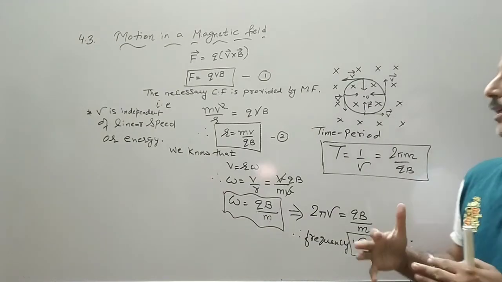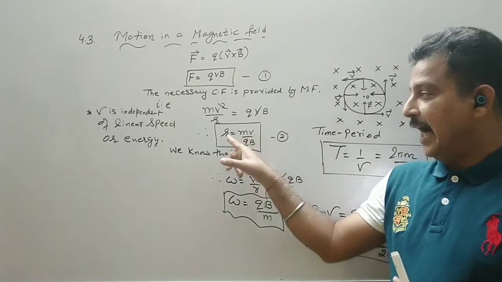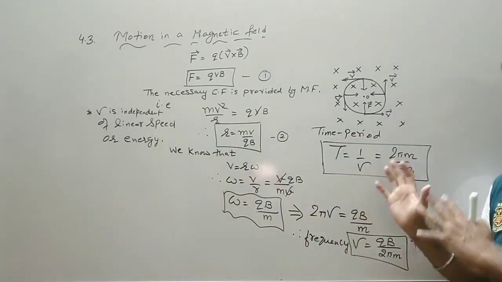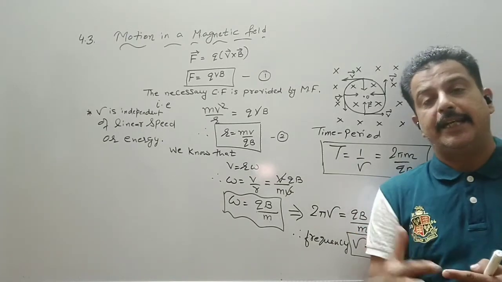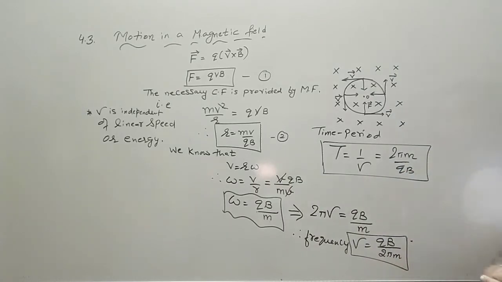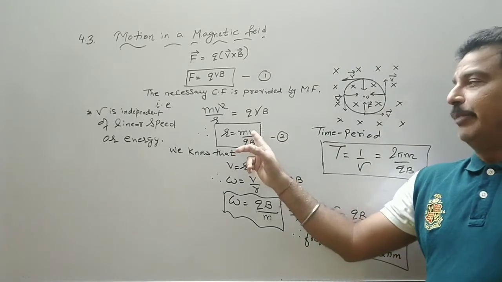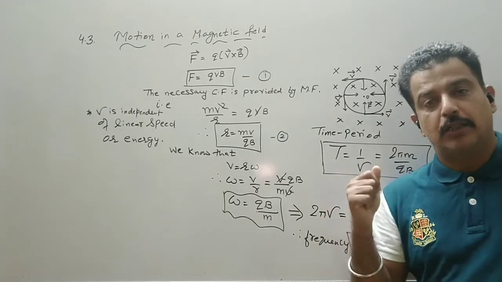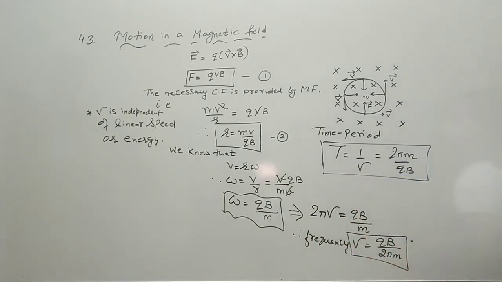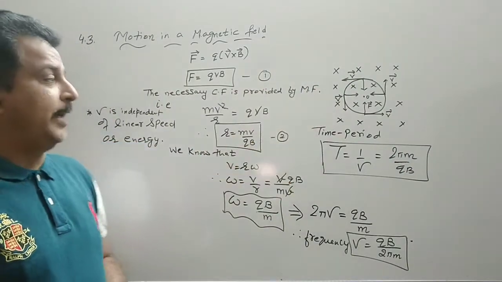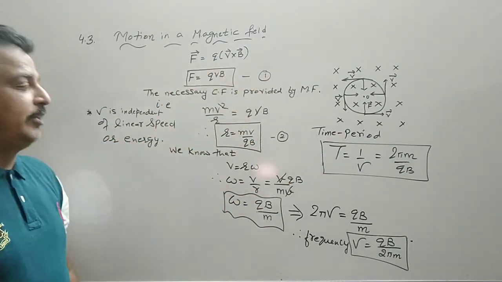So you have to remember, if we increase the momentum, the R will increase, and the periodic time will be independent. Periodic time means the time taken to complete one rotation. So when we try to change the momentum, the radius will increase, but the periodic time or the frequency will remain constant. So this is how, when the particle enters perpendicular to the magnetic field, we have a different expression for it.